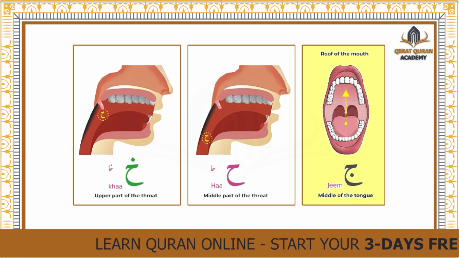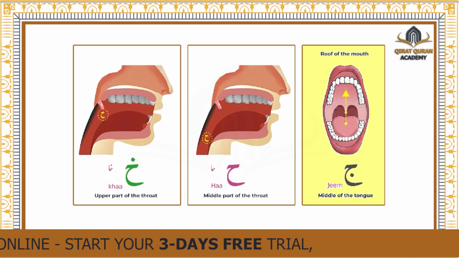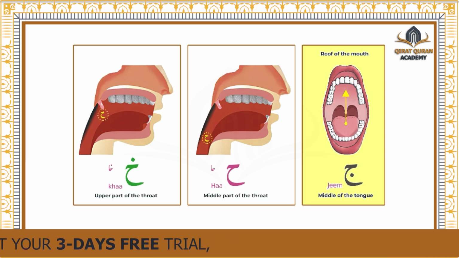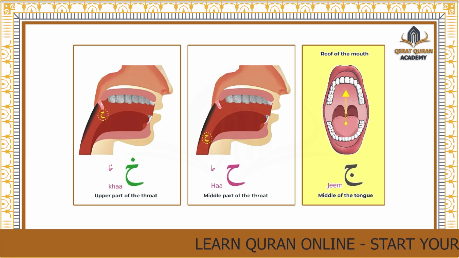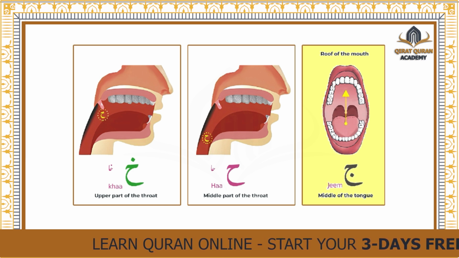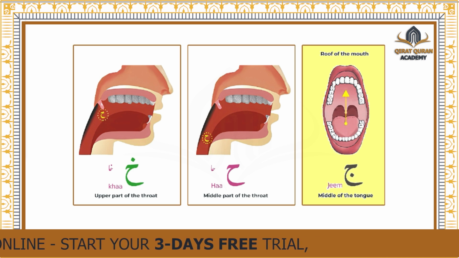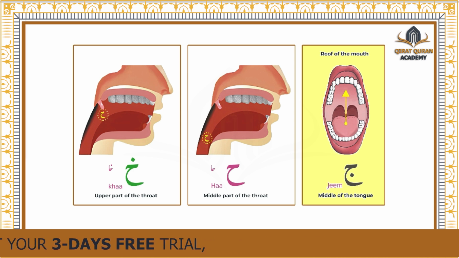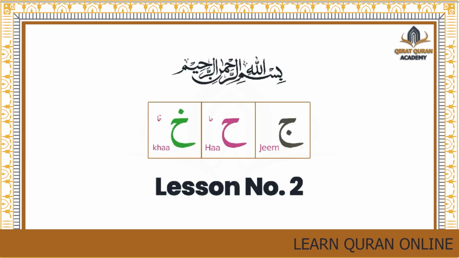This is the inner view of mouth, and when we pronounce Jim, we will touch the middle part of the tongue to the hard palate. To pronounce Jim, we touch the center of the tongue to the hard palate like Jim. Now move to the next letter, that is Ha.